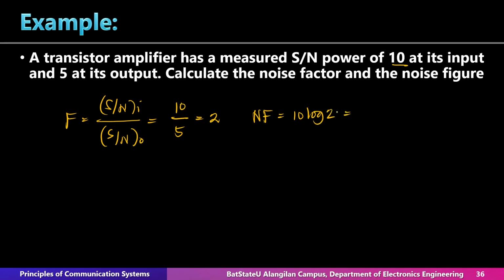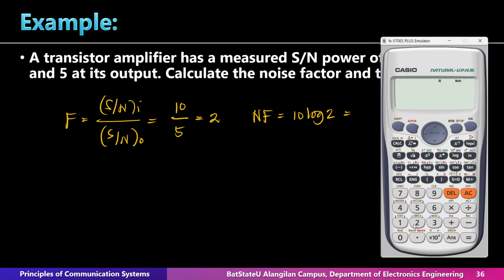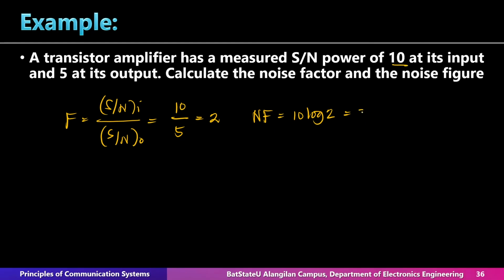Of course, let's use a calculator. 10 log of 2 gives us approximately 3 dB. So, there. The noise figure which corresponds to a noise factor of 2 is actually 3 dB. See? That's easy.